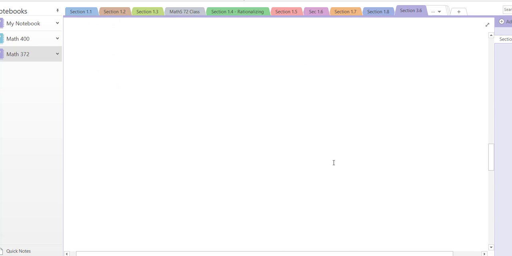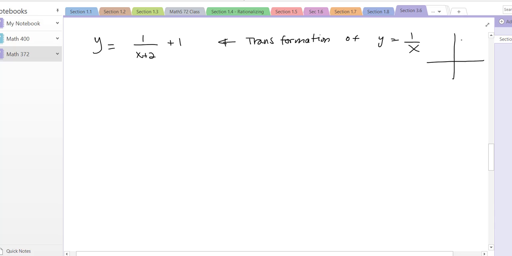What about y equals 1 over x plus 2, plus 1? So again, this is a transformation of y equals 1 over x. And so keeping in mind what this graph looks like, we have a horizontal asymptote of 0 and a vertical asymptote of 0. So what is the transformation doing?